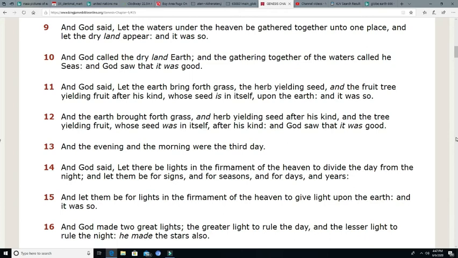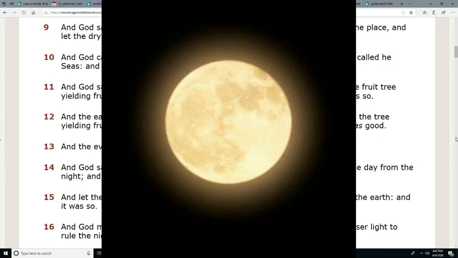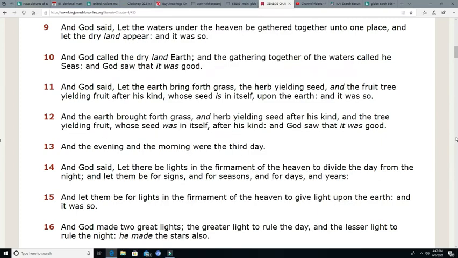That's light energy. That's not dirt or nothing like that. Okay? This is light energy. You know, it is not dirt. The moon is not dirt. You know, you can't bring back moon dust. The moon is a light. And let them be for signs and for seasons and for days and for years.